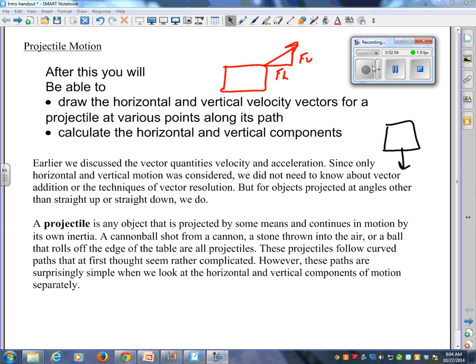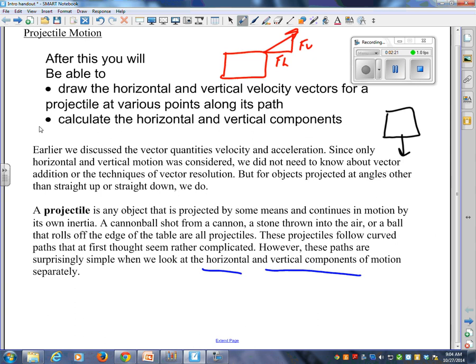These projectiles follow curved paths that at first thought seem rather complicated. However, these paths are surprisingly simple when we look at the horizontal and vertical components of motion separately. And so that's the key idea there. If there's one main idea in the whole unit, it is that the vertical and horizontal components have to be looked at separately. And you really have to, depending on what the question asks, figure out which velocity component do I need to worry about here.